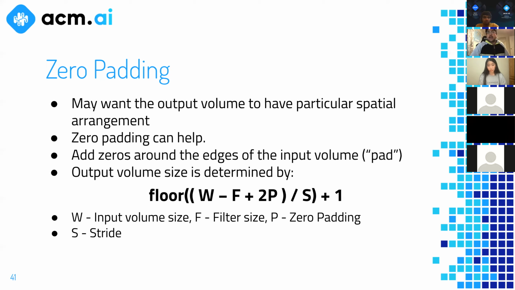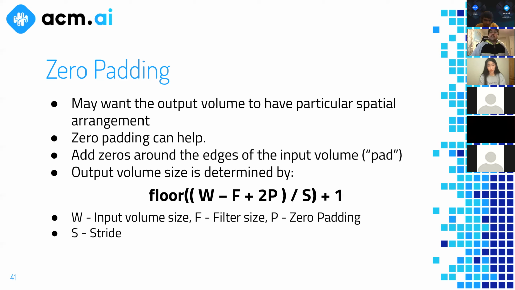Other advantages of zero padding include that we may want the output volume to have a particular spatial arrangement. Like I said, maybe we want a larger output volume, but we have a small image. So that's one way zero padding can help. And so what exactly is zero padding? We've talked about all the advantages first, so let's actually get down to what it is.